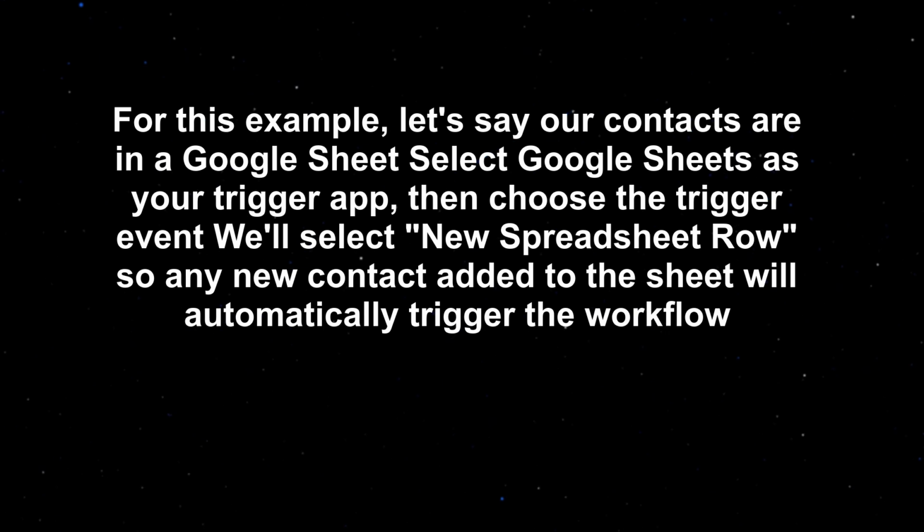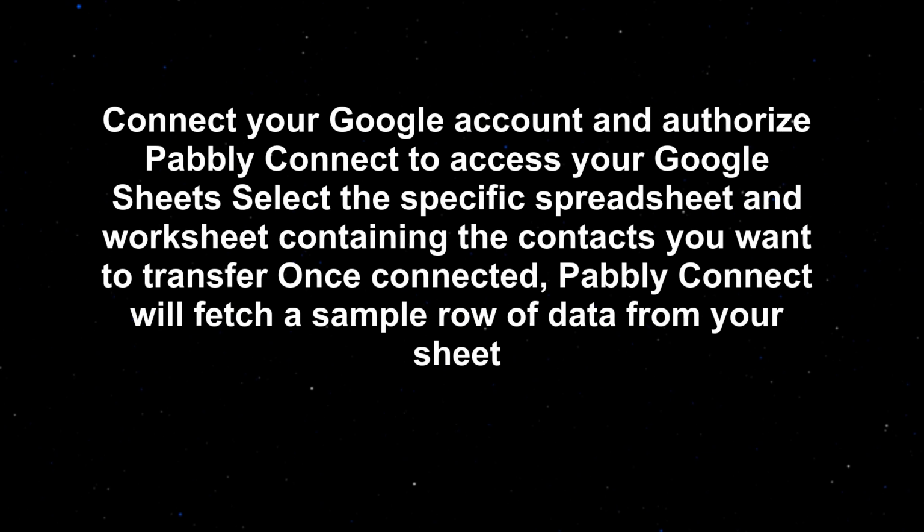Then choose the trigger event. We'll select New Spreadsheet row, so any new contact added to the sheet will automatically trigger the workflow. Connect your Google account and authorize Pabbly Connect to access your Google Sheets. Select the specific spreadsheet and worksheet containing the contacts you want to transfer. Once connected, Pabbly Connect will fetch a sample row of data from your sheet.